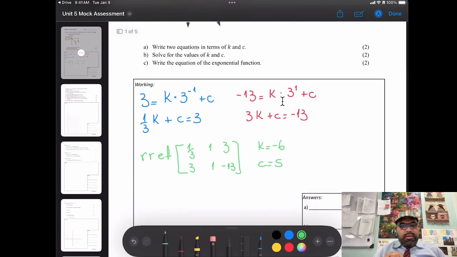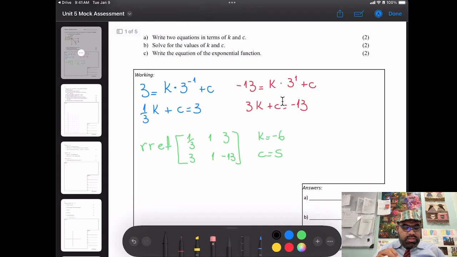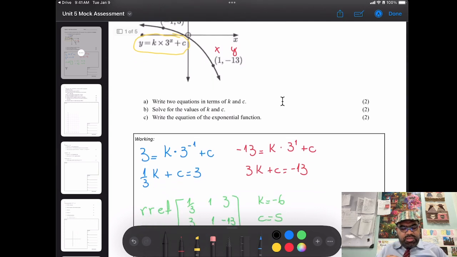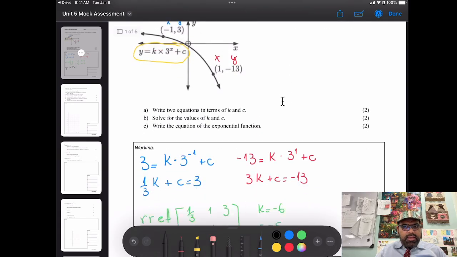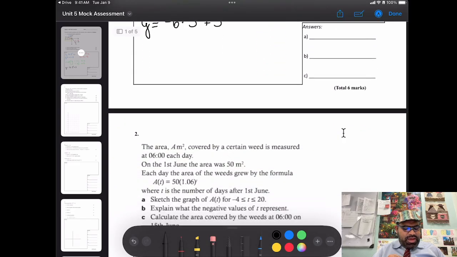Great. And to solve the last one, c, we just need to write the equation in exponential form. Y equals this equation here, just remove k and c and put the numbers you just found. Negative 6 times 3 to the x power plus 5. Let me double check. Yeah, that's it. Questions? Let's go to question 2, guys.